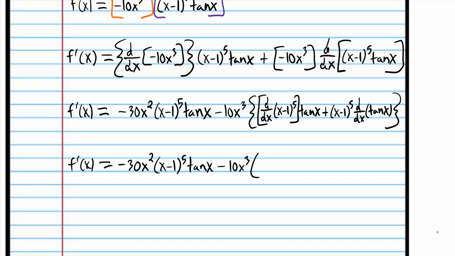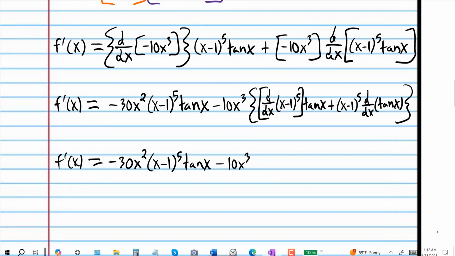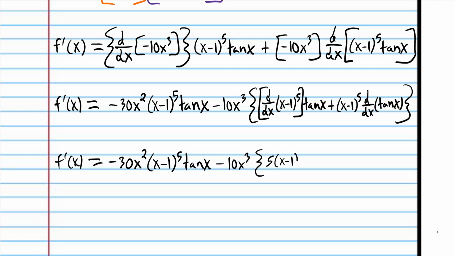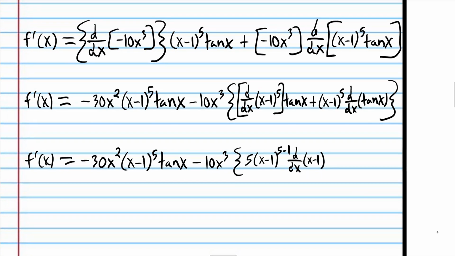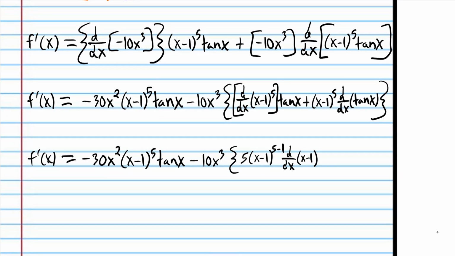And the derivative of x minus 1 to the fifth, we have to use the chain rule. So not only are we using the product rule twice, but we have to use the chain rule. So we have the derivative of x minus 1. So we found the derivative of the outside, and we kept the inside, and we multiplied by the derivative of the inside.